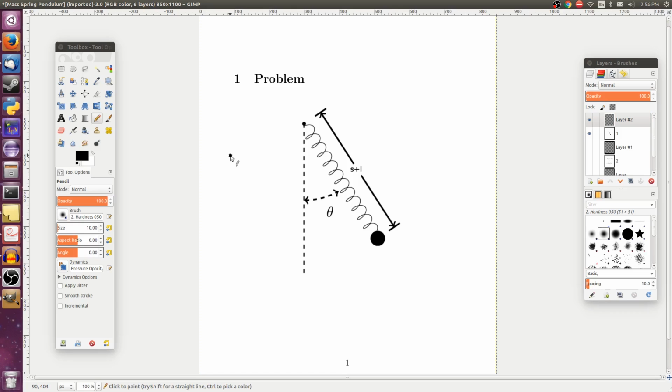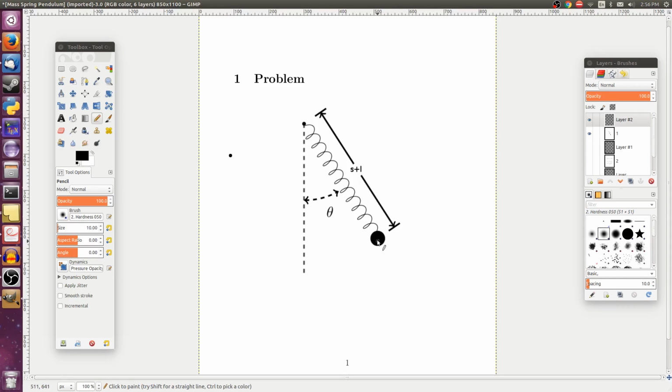Alright, so today we're going to talk about the spring mass pendulum as an example of the Lagrangian formalism. This is going to be a problem where you could do it using Newton's laws, but you certainly wouldn't want to because it would get really hairy really fast. So what exactly is this problem?